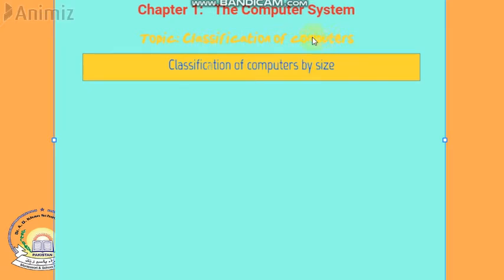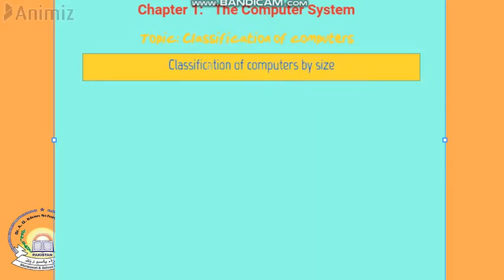Classification means to divide into different groups or categories. So we can also classify computers on the basis of different types. We can classify computers on the basis of their hardware, software, computer languages, or the size. And today we are going to study classification of computers by their size.